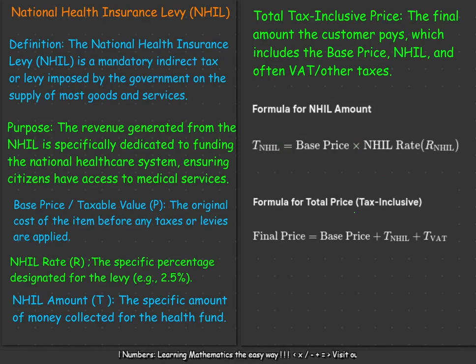If you're able to get your NHIL amount, and you now want the total price you are paying for the good or service, that will be your base price, that is what you actually have to pay, plus your NHIL. And then if there is a value added tax, you add it. If there's no value added tax, it just sticks to what you have over here, right? So these are the themes and formulas you need to know under National Health Insurance Levy.